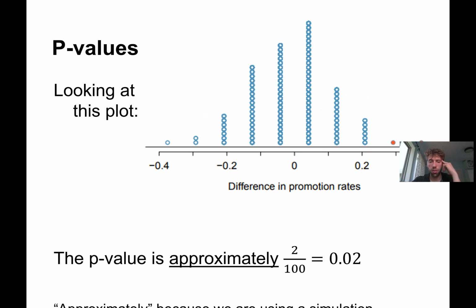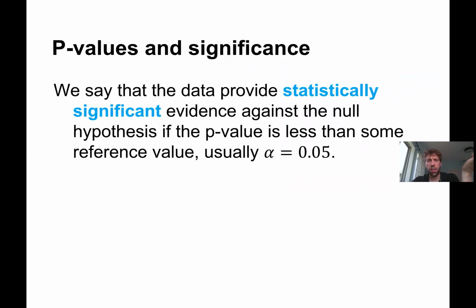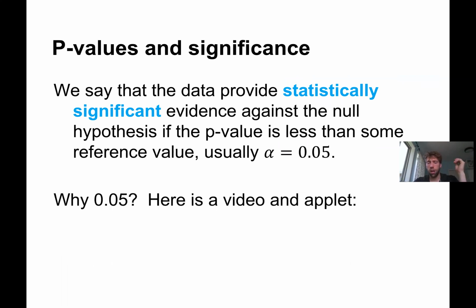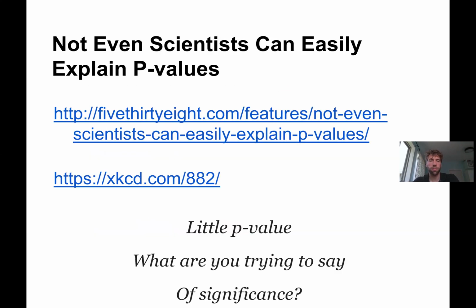We say that the data provide statistically significant evidence against the null hypothesis if the p-value is less than some reference value. Usually it's 0.05. You're supposed to set it before you do the experiment. You don't wiggle around and say, oh, it's low. You say, we're going to use a 5% significance level. There's a video you should check out that is a great way of explaining why 5% is a good number. It's not a perfect number, but we have to draw the line somewhere.